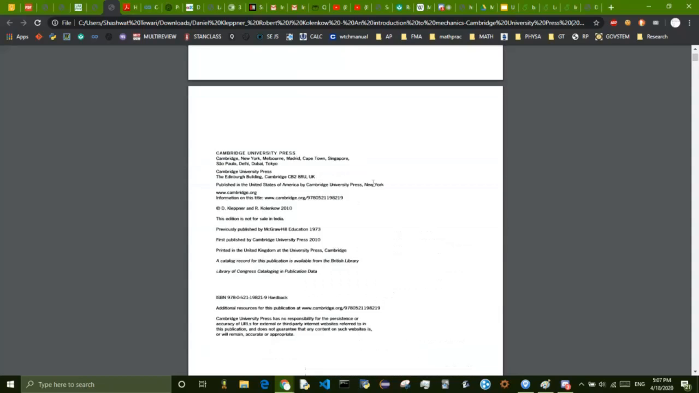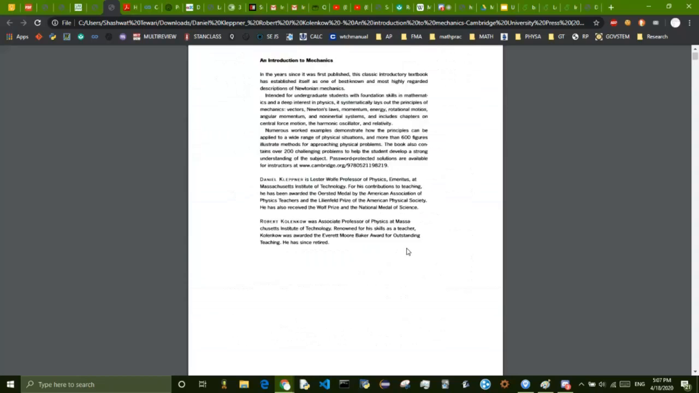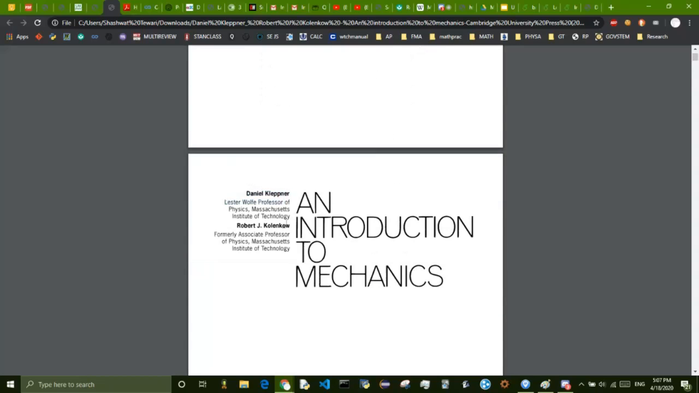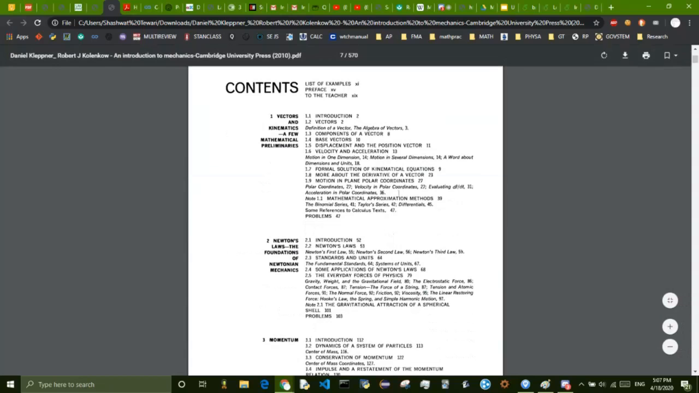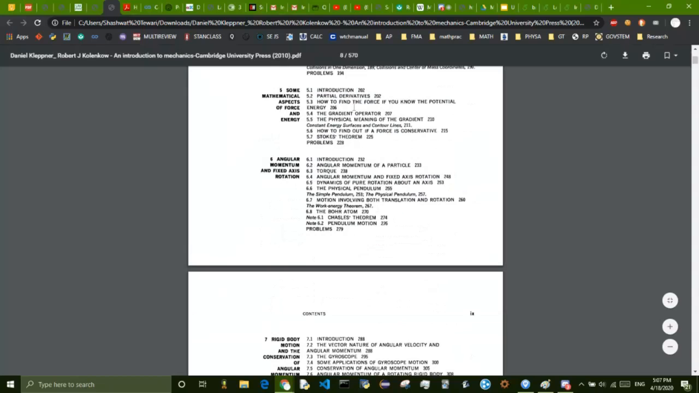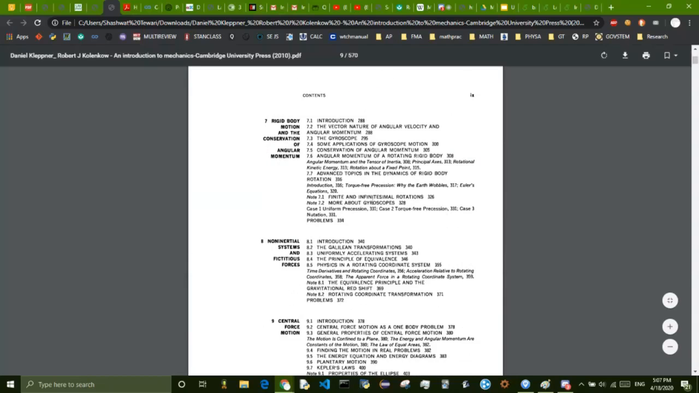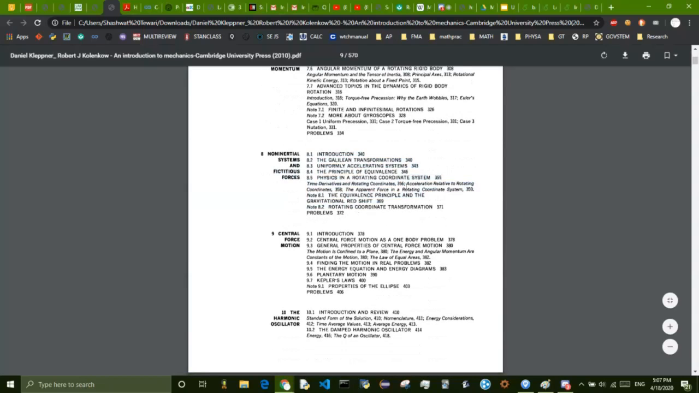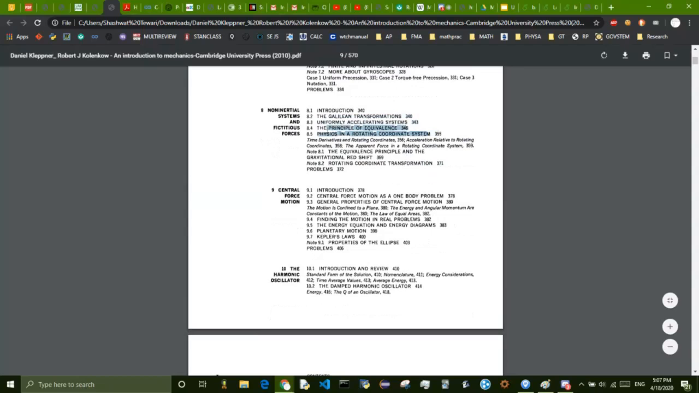Let's see. I actually did learn a lot from this book. It's K and K. You can just type K and K. It's David Kleppner and Robert J. Kolenkow, An Introduction to Mechanics. I basically pulled directly from this book, especially for the rocket example. This goes through everything: momentum, work and energy, the gradient, Stokes' theorem right here, rigid body, non-inertial systems, right? Physics in a rotating coordinate system. Time derivatives. Remember, this is basically what we did. So yeah, this goes over a lot of the stuff I was telling you about.